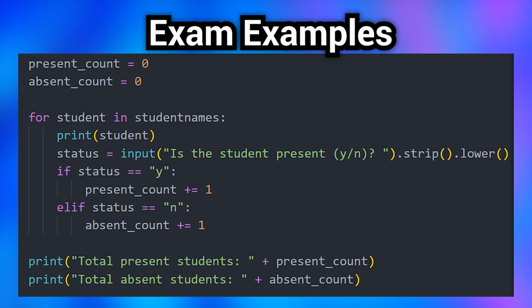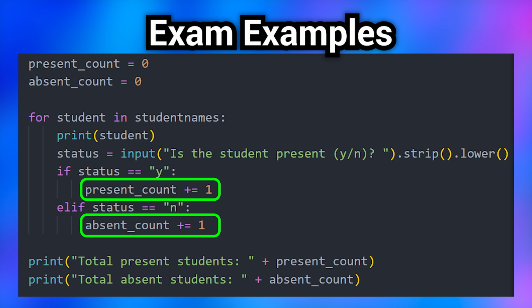If you want your code to be extra clean, we can also add .strip().lower(), which gets rid of leading spaces and sets it to lowercase in case the person uses a capital Y or N. And instead of saying present count equals present count plus 1 and absent count equals absent count plus 1, we can just say plus equals 1, which means add 1 to present count and add 1 to absent count.